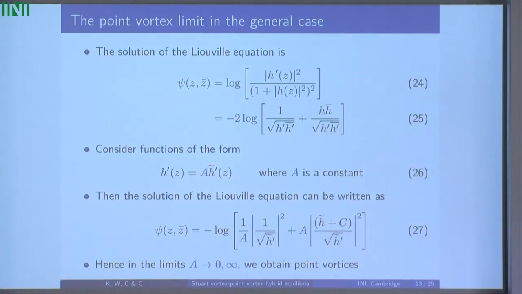So basically h prime is a times h tilde prime, where a is some constant. And then if you put that in here, you get this form. You get a log of 1 over a times something plus a times something. And once again you take these limits a to 0 and infinity, and you get point vortices if you consider h tilde prime to be some rational function, because then clearly you'll have just zeros and poles and they are all point vortices. But are they all stationary? Because then you can say, okay, so this is like a steady solution.